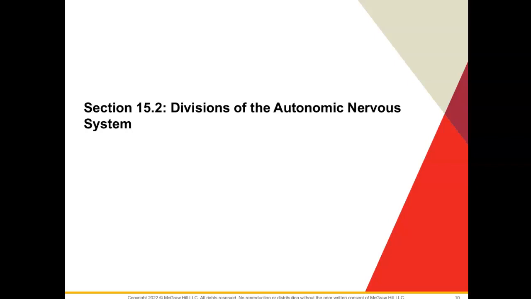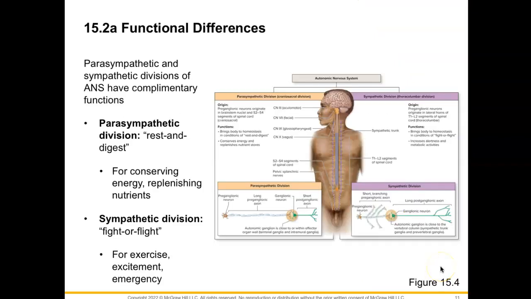Welcome to our video on section 15.2, where we're going to discuss the divisions of the autonomic nervous system. Our parasympathetic and sympathetic divisions of our autonomic nervous system have complementary functions.